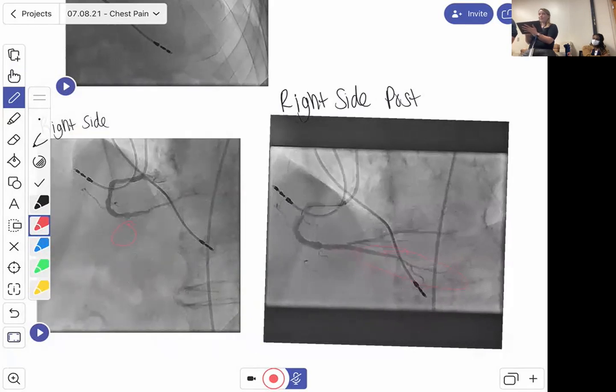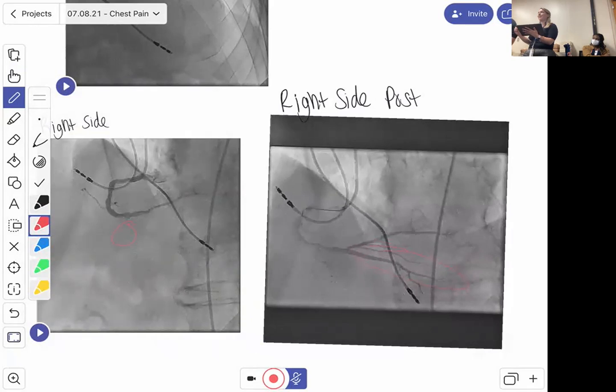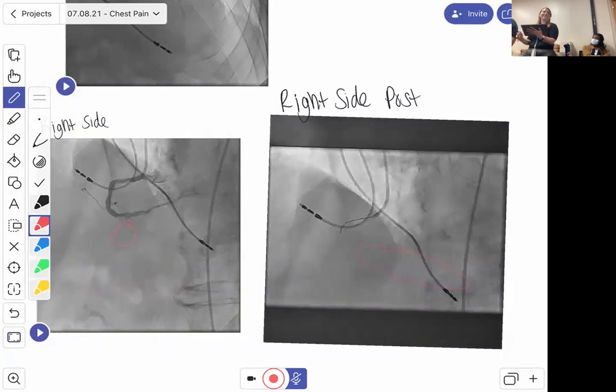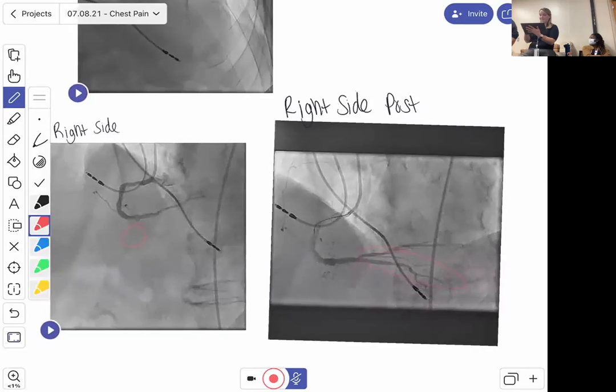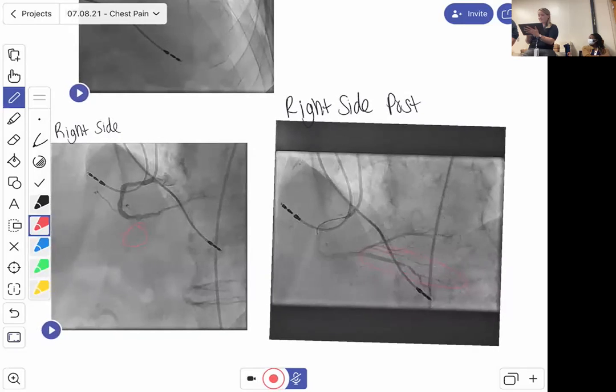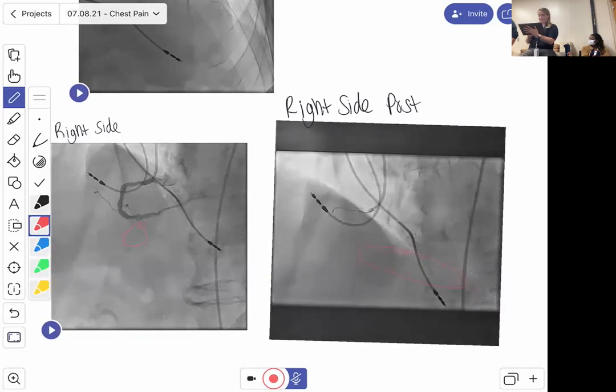Okay. Questions for Dr. Morrison before he heads back out to the cath lab? Is there any significance to his QRS complexes seeming kind of low voltage on the last EKG? It just didn't seem that high. Is that significant at all?